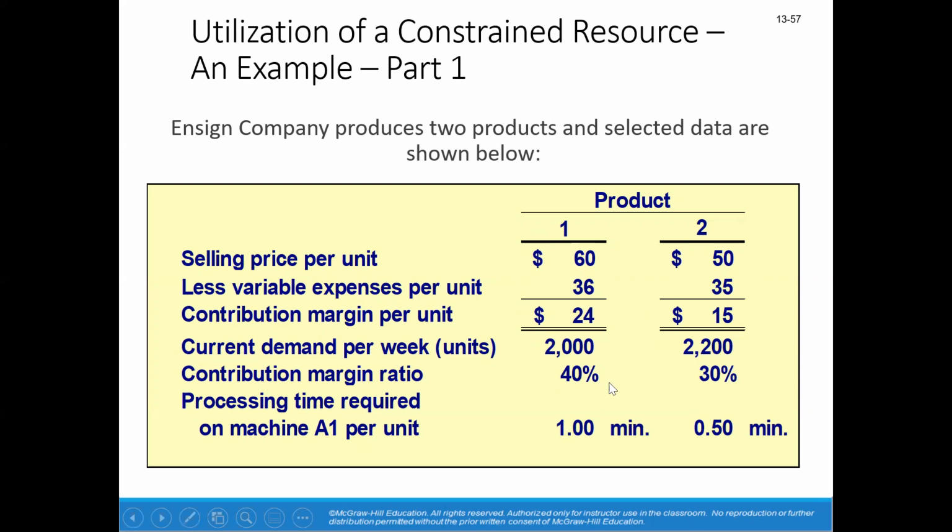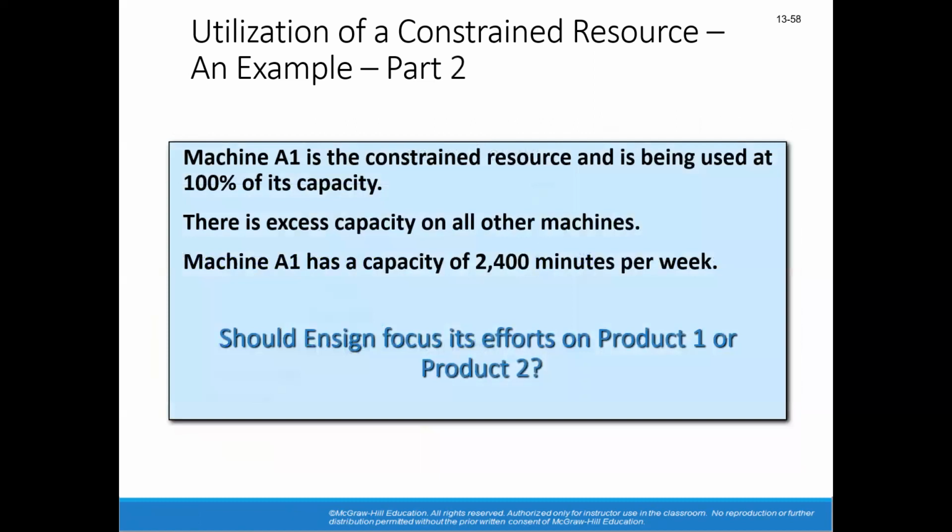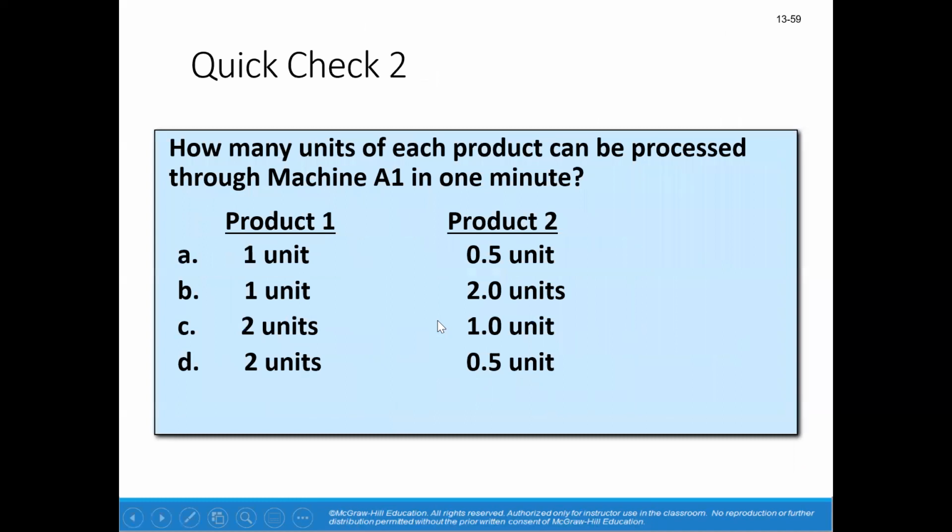Already you can tell product 1's contribution margin is better per unit, can't you? Machine A1 is the constrained resource and is being used at 100% capacity. There's excess capacity on all other machines, but A1 can only do 2,400 minutes per week. Should Ensign focus its efforts on product 1 or on product 2?